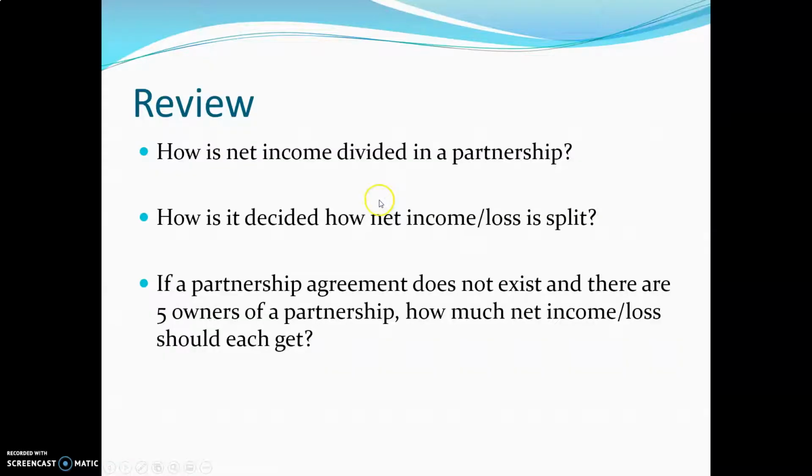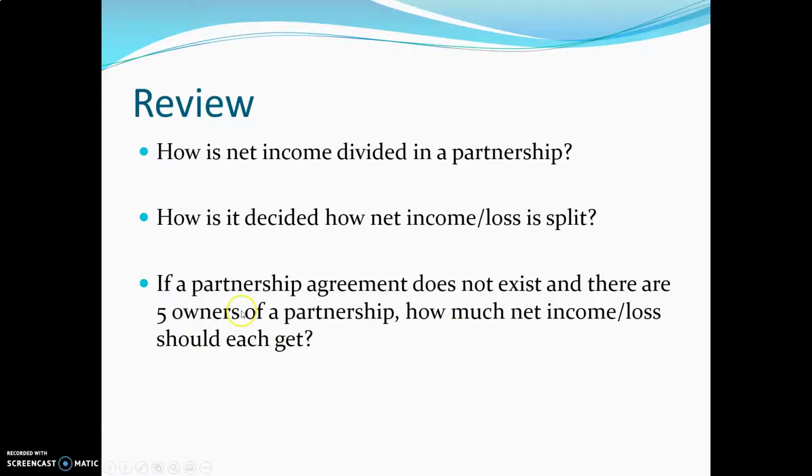So let's just have a quick review. Here are 3 questions that I'd like for you to pause the video and answer. How is net income divided in a partnership? How is it decided how net income and loss is split? And thirdly, if a partnership agreement does not exist, and there are 5 owners in a partnership, how much net income or loss should each get?